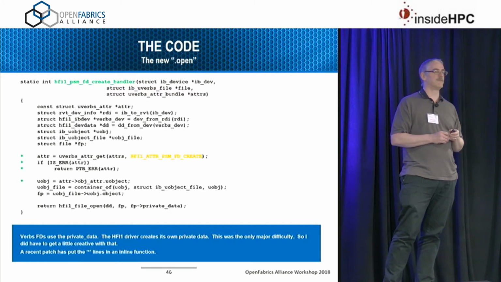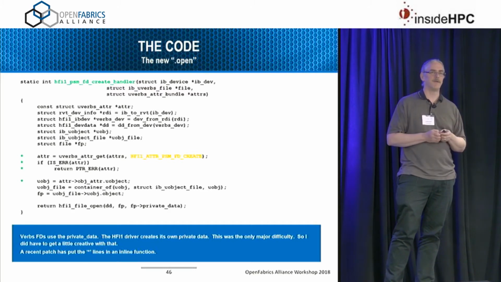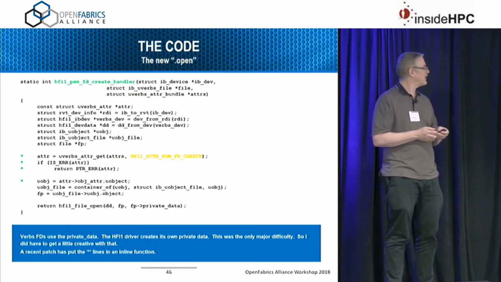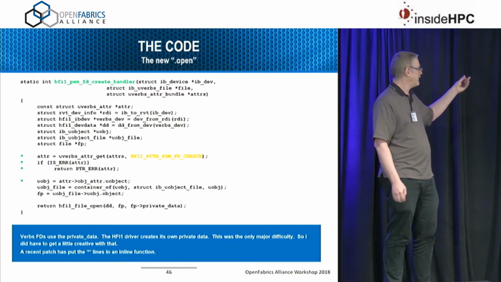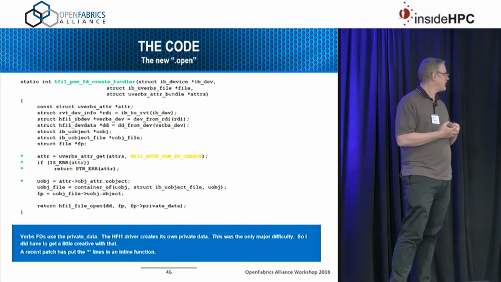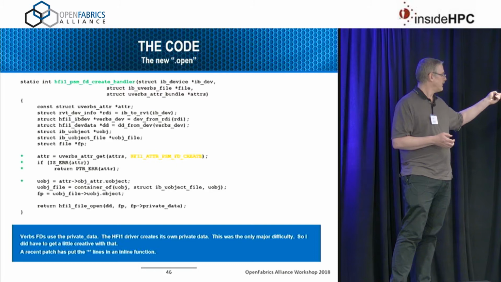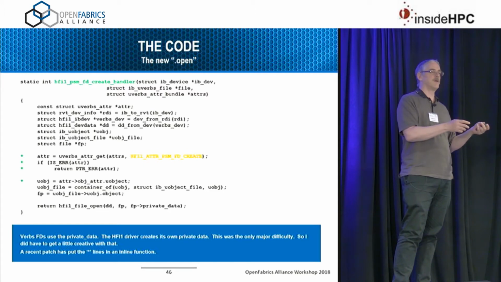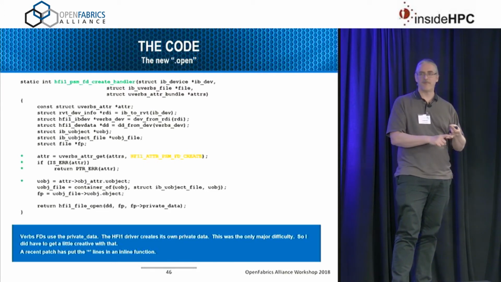When somebody uses the Verbs IOCTL and it's deciphered, I guess is not the right word, but it gets discovered where it belongs and who it belongs to and how to get to it, it calls this function. You can get the attributes out of it. In this case, I just had the one. Some of the magic happens while you figure out where your file information is. The core took care of creating the file descriptor for me and pointing stuff to it.